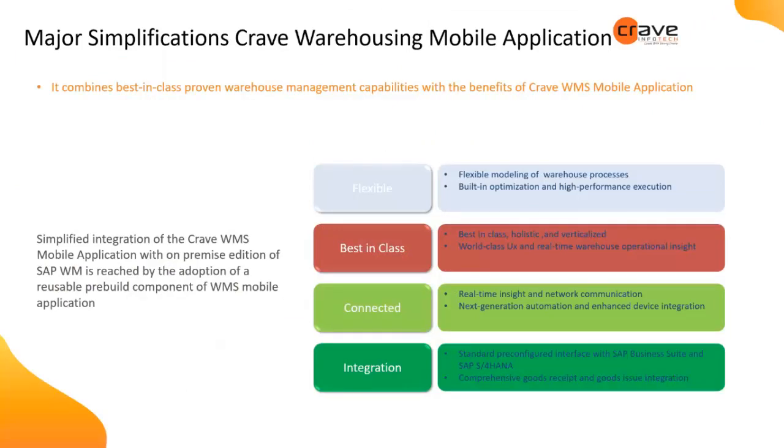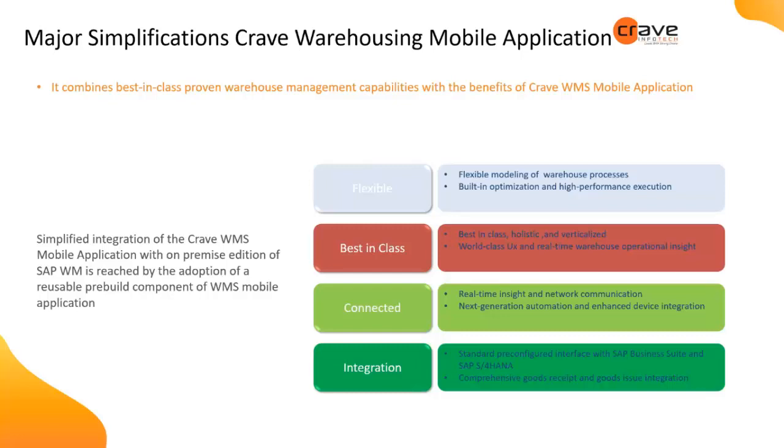Okay. So now let's talk about our mobile application. Our mobile application is built using SAP Fiori technology. And I'm also going to give you a glimpse of the application. And why? What's the major simplification? It's flexible. So flexible modeling of warehouse processes, built-in optimization, and high performance execution, best in class. It's definitely, and you will see that. Connected, it's real-time insight and network communication, next generation automation and enhanced device integration.